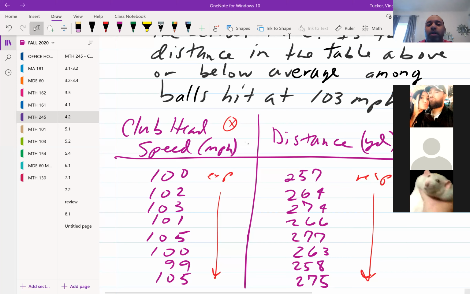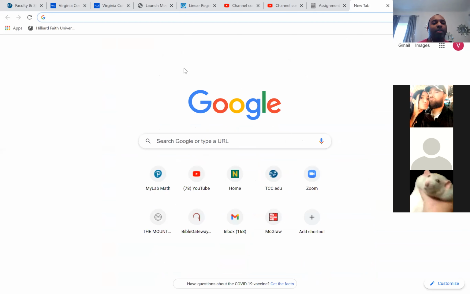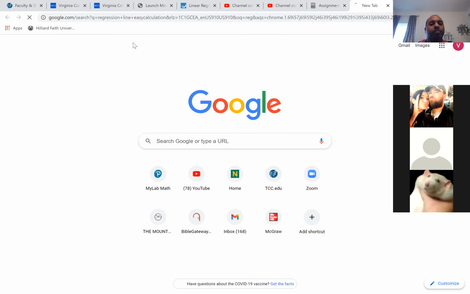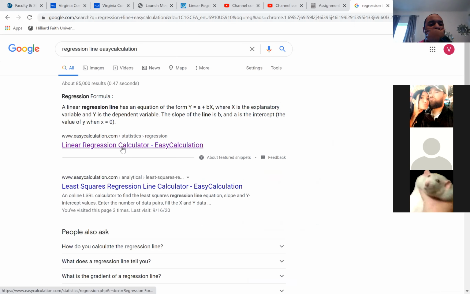So just like we talked about before. All right, so now I gotta find my screen again. Awesome, there we go. I would just search regression line, easy calculation. And the first one should be the regression line calculator.